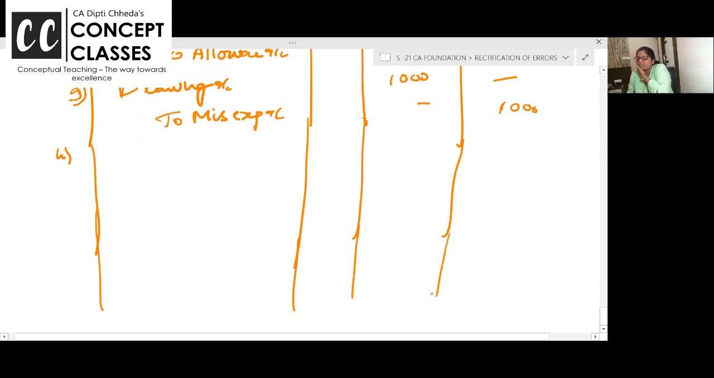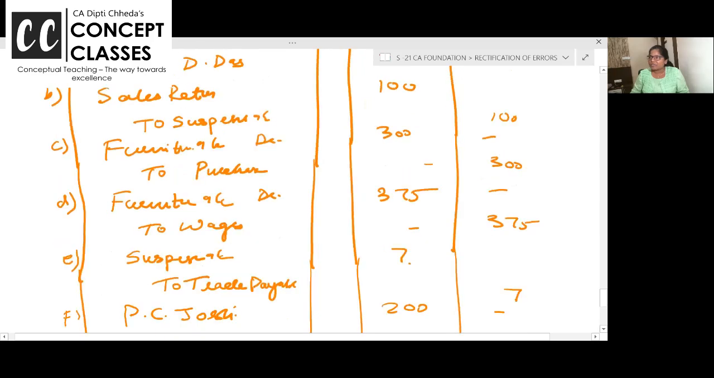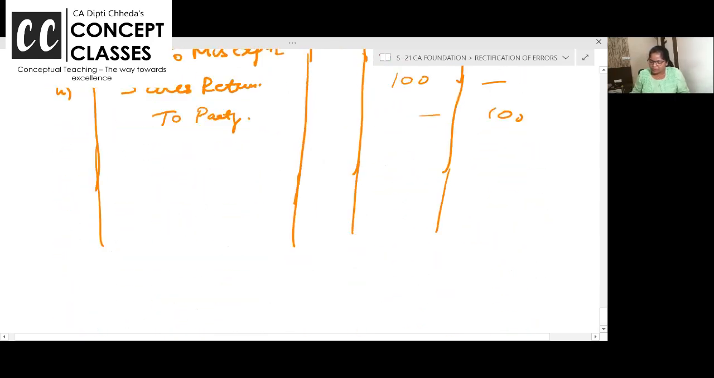Goods amounting to 1,000 have been returned by a customer and were taken into inventory, but no entry was recorded. Goods have come back as sales return. Entry was not recorded, so record it. Error of complete omission. In between, remember the types of error. Sales return to party. The party's name is not given, but just write it. It's a sales return and the goods are in the books, but you have not recorded the entry. Complete omission. See, not every entry involves the suspense account. That is also important.